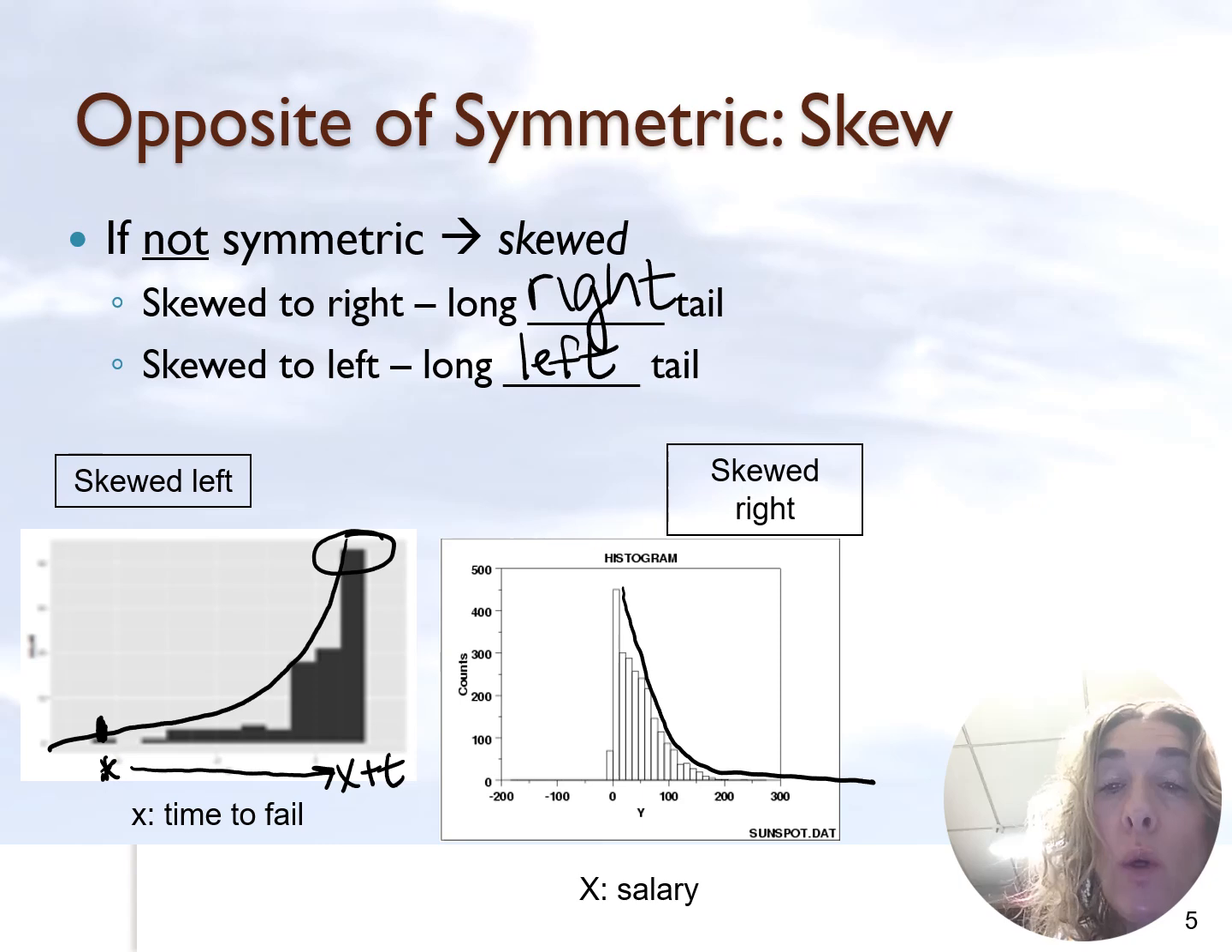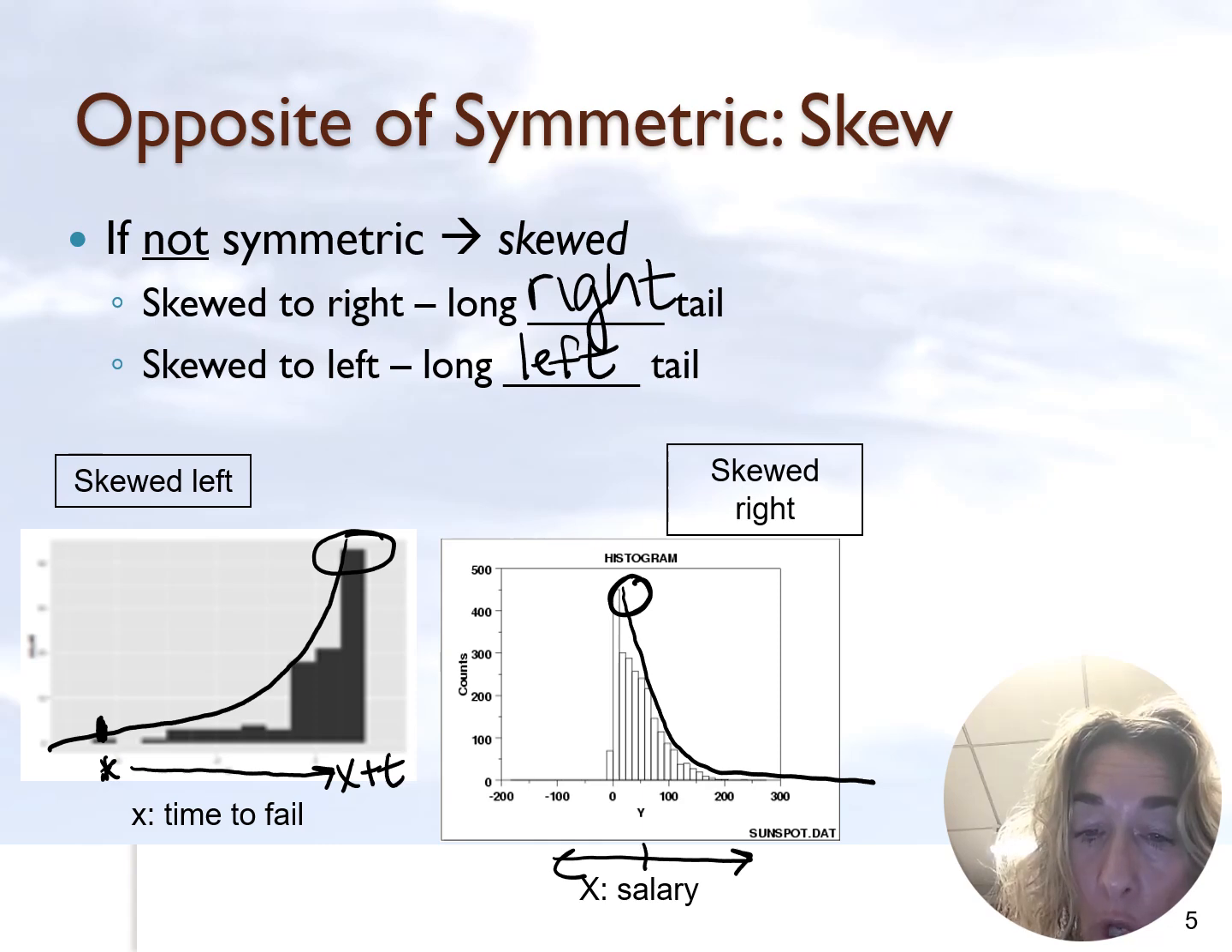What's an example of data that might be skewed right? Salary data. For example, we expect many more people to have a lower salary, and many fewer people to have a higher salary, which would be represented off to the right along the x-axis.